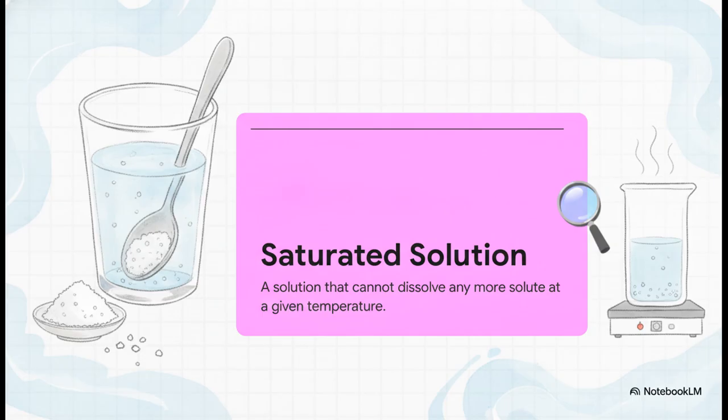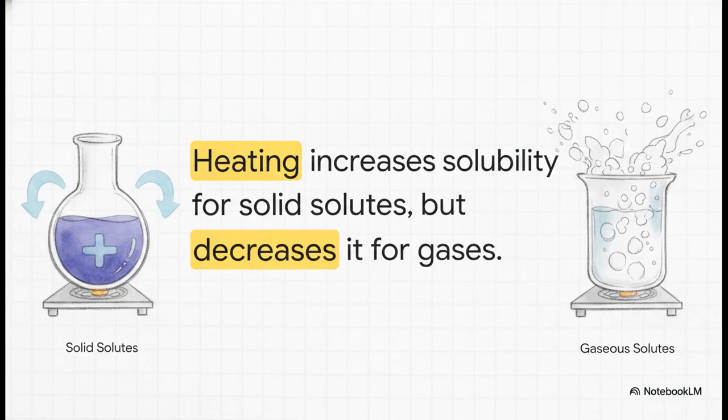When a solution hits that wall and physically cannot dissolve even one single more grain of solute at a given temperature, it efficiently becomes what we call a saturated solution. If you try to add any extra solute after that point, it's just going to sink right to the bottom, totally untouched. But if you want to cheat this system a little bit, heat completely changes the rules.